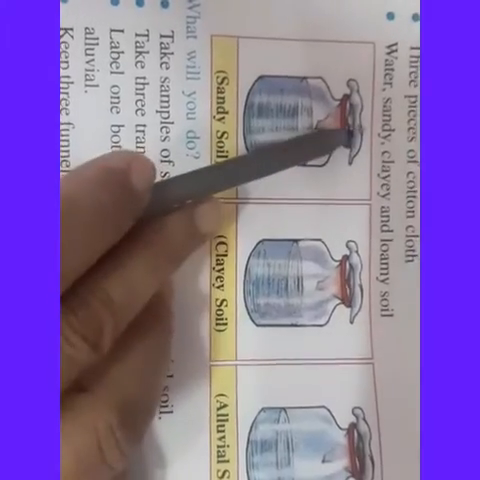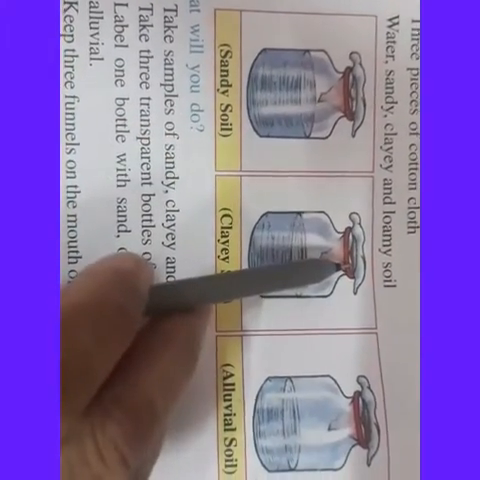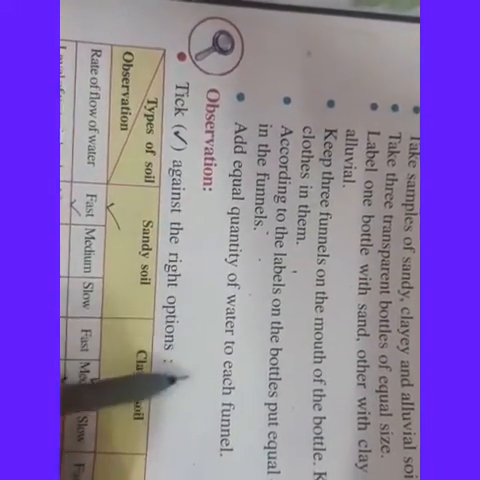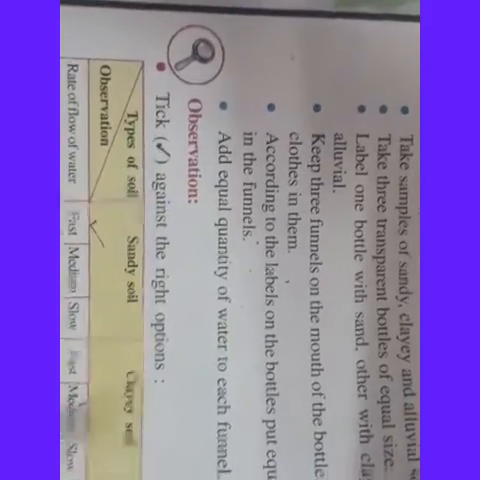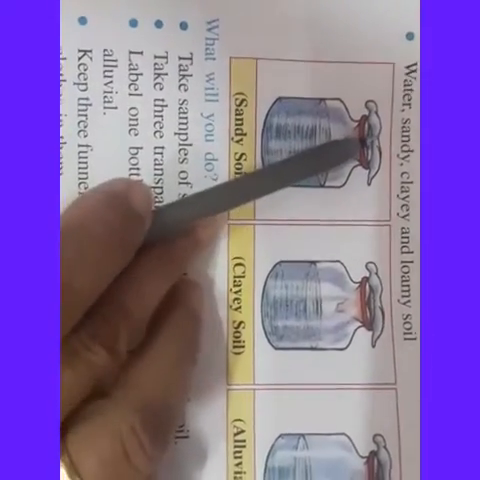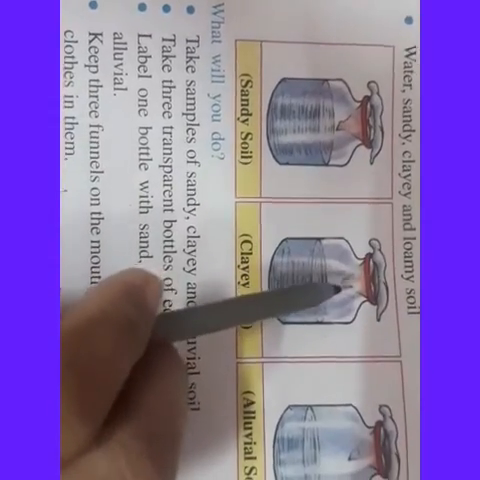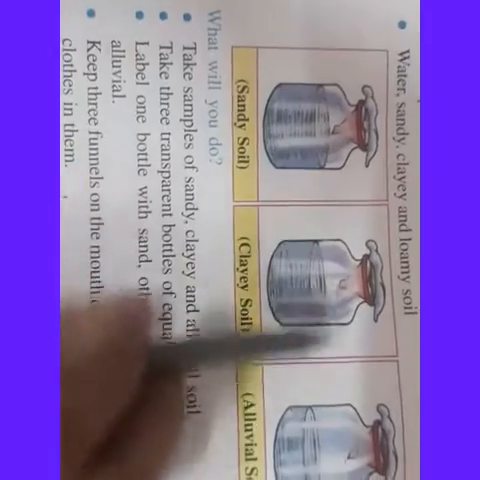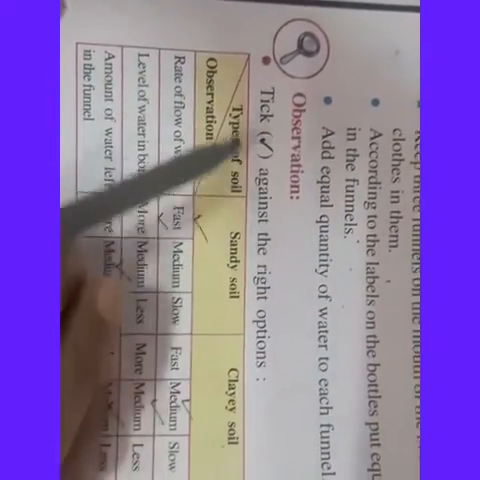In the first funnel you have to put your sandy soil, in the second you have to put clay soil, and in the third you have to put the alluvial or the loamy soil. Add equal quantity of water in each funnel. The same amount of water you have to add in this and the same amount you have to add in this also. In all the 3 you have to add equal amount of water. Now you have to observe what happens.